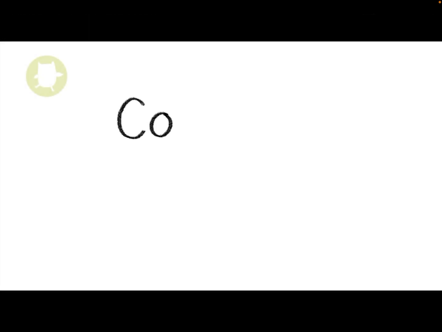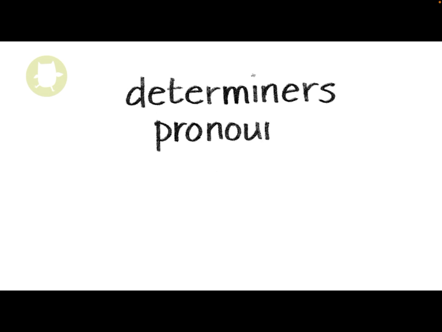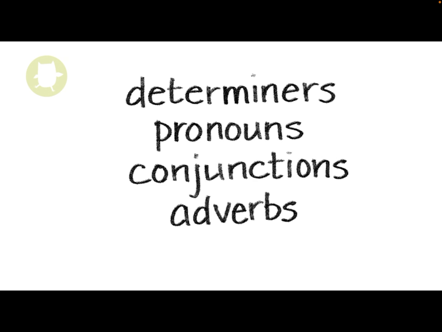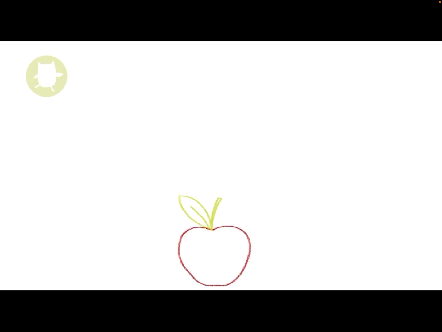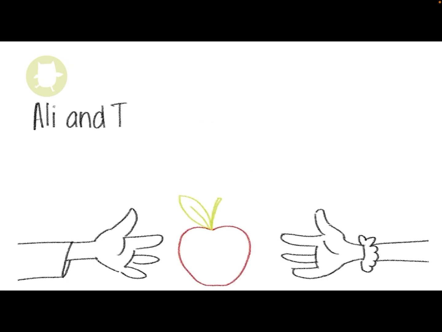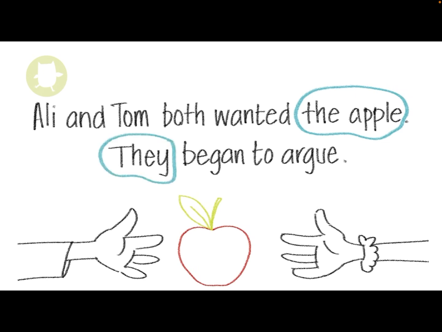The words and phrases that link ideas in a text can be called cohesive devices. Cohesive devices include determiners, pronouns, conjunctions, and adverbs. We can use determiners and pronouns to link back to other words. Take this example. Ali and Tom both wanted the apple. They began to argue. The apple refers to a particular apple, the one that both Ali and Tom want. The is a determiner. The pronoun they refers to Ali and Tom. Using they means we don't have to repeat Ali and Tom.